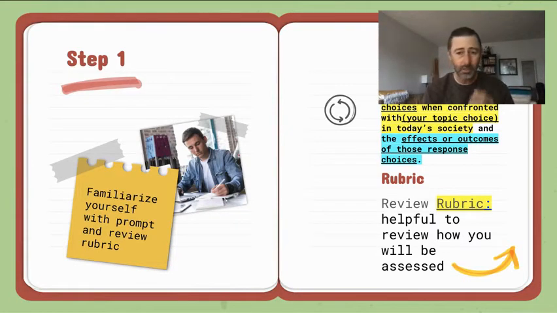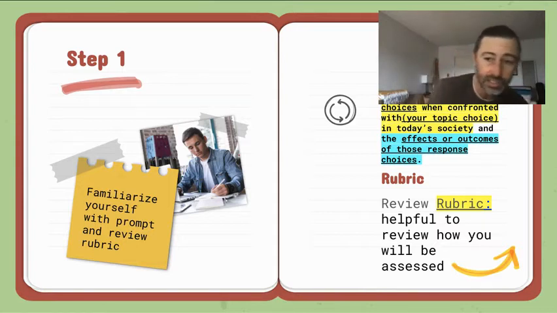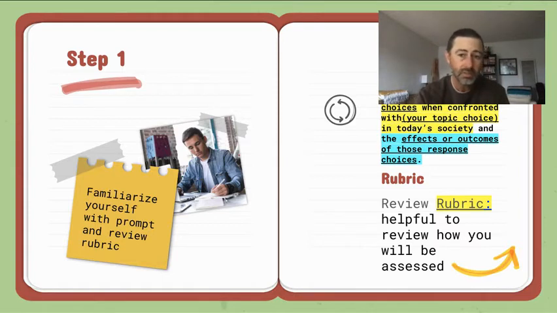understand the prompt, familiarize yourself with the prompt. Your official prompt is right up here. Explain how and why humans make response choices when confronted with injustice of your specific topic, and take a look at the effects or outcomes of those response choices. You've got access to the working rubric here. Know how you're going to be assessed on this. That is important. Read over this prompt multiple times, write it in your own words, and that will be a useful thing to do to make sure that you understand it.